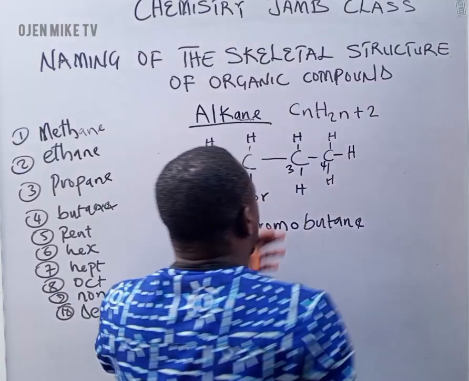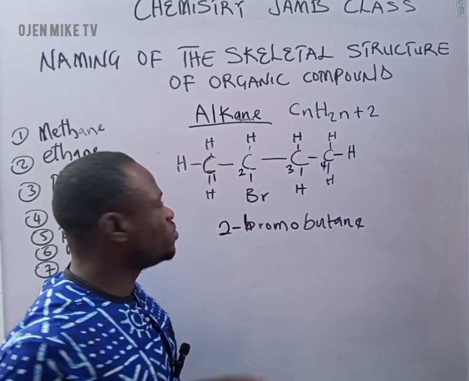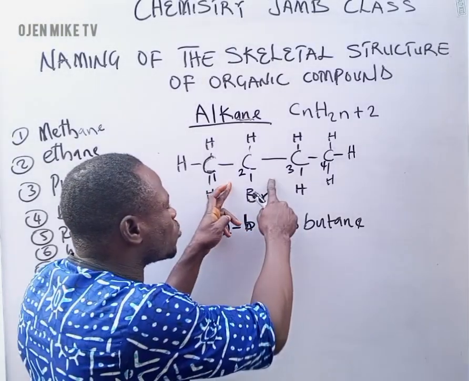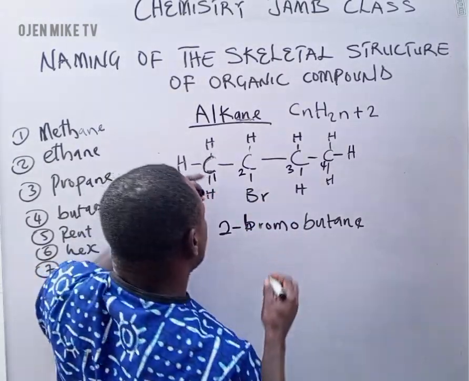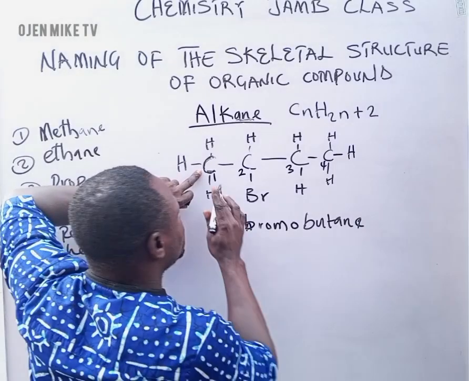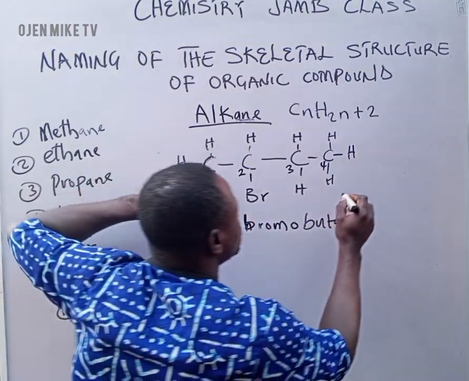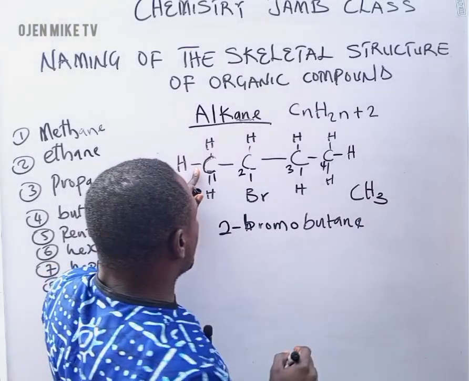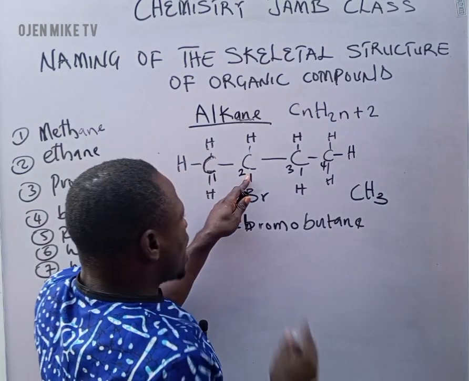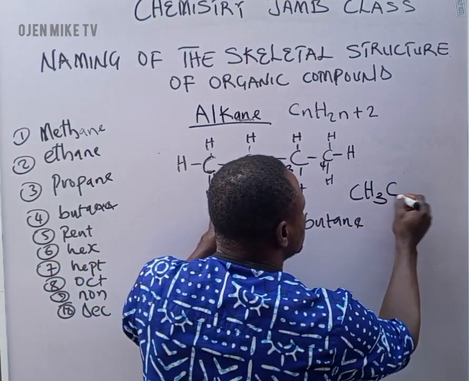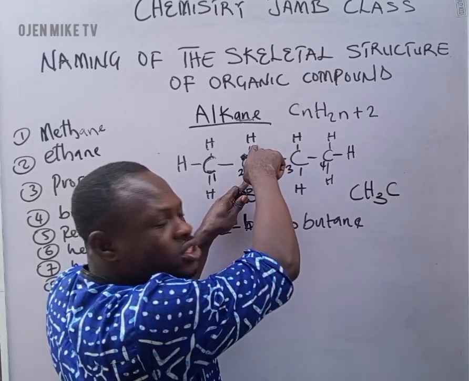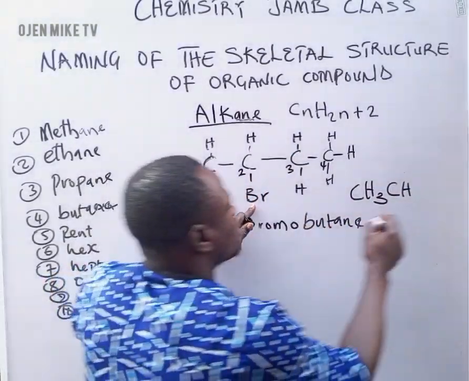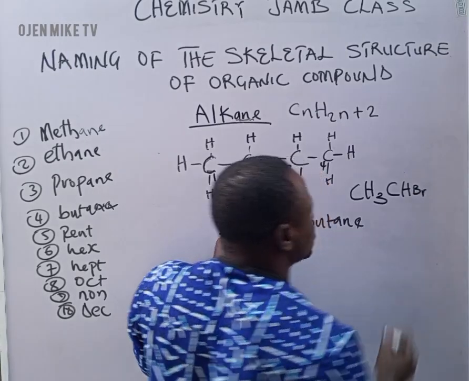Now, how do you draw the skeletal structure of this chain? Remember, the molecular formula of this chain: C here has how many hydrogen atoms? 1, 2, 3. So it's CH3. That is the molecular formula. Another C, this C has 1 hydrogen atom, and we have 1 bromine. We have Br. Do you understand?